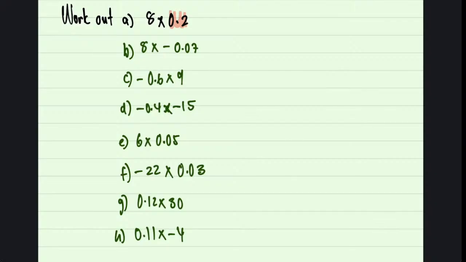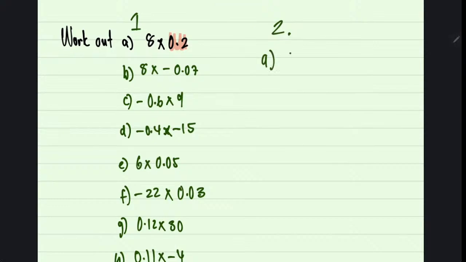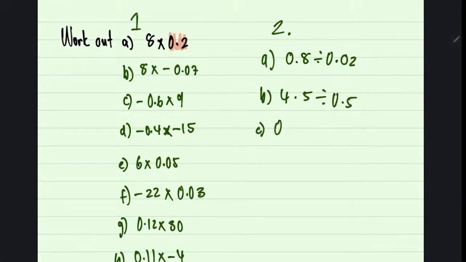Do it, students. And can you also do number two? This is number one. You do number two also, which is 0.8 divided by 0.02. Then 4 divided by 0.2.